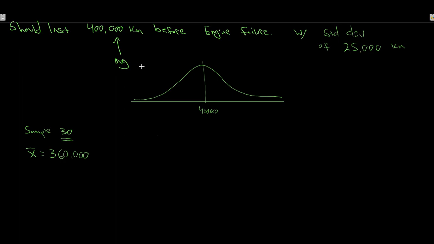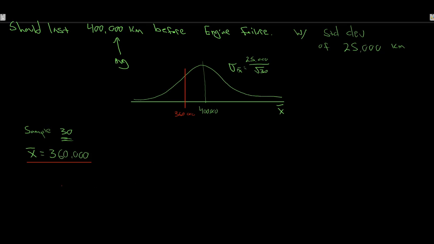Okay, so we have our distribution then of X bar. We have a sample size of 30, so that's good. We know we have a standard deviation of X bar. That's equal to the standard deviation of X, so that's 25,000 all over root N, all over root 30. And then we've pulled out this sample, we'll put it somewhere like here, of 360,000.